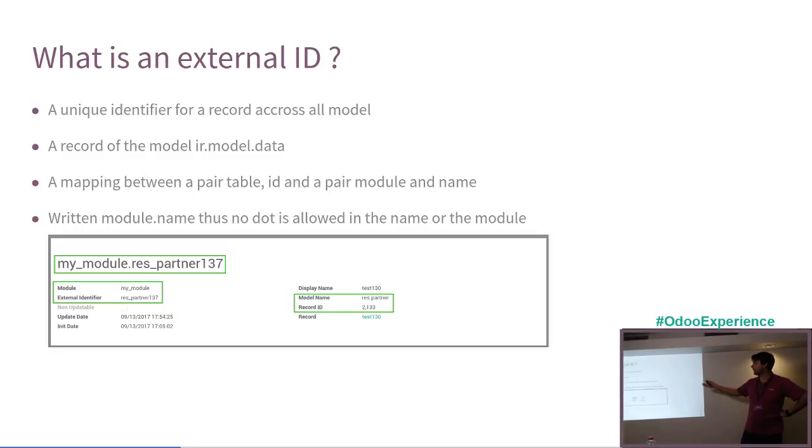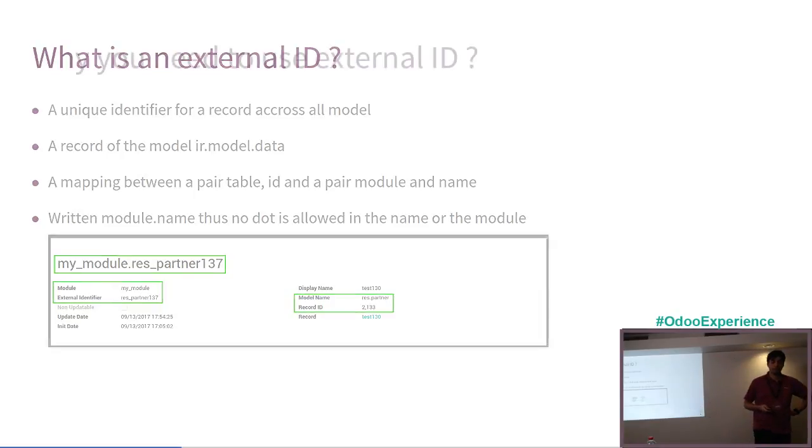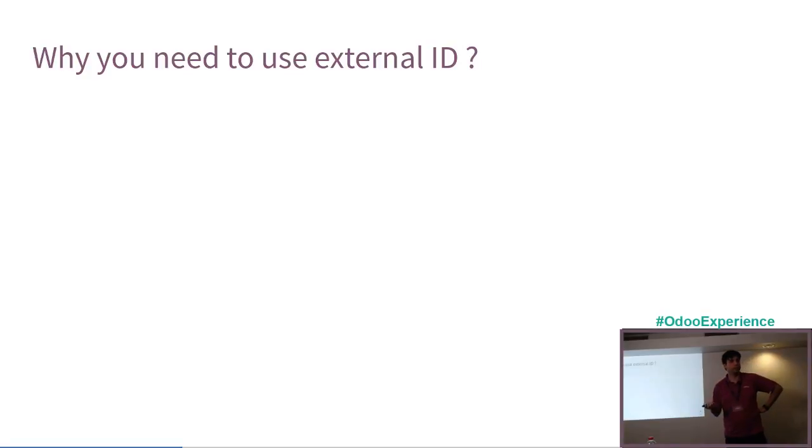OK? So you see here a screenshot of the table. It's in Technical, External Identifiers. So you have the complete name, the module and the external identifier, and here the model name and the record ID. OK?